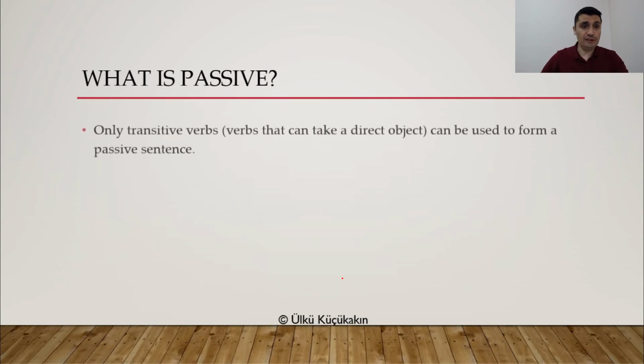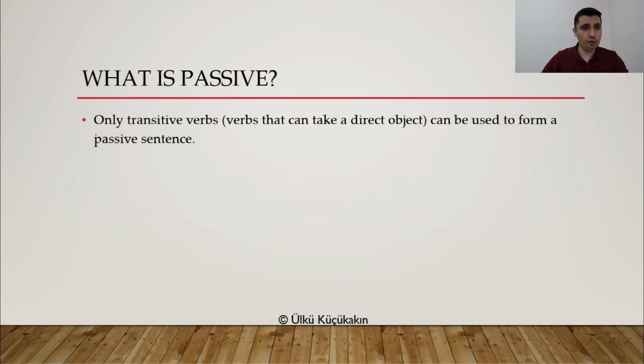But of course, it's not all too simple, all right? So we will continue talking about what passive is, all right? So only transitive verbs, that is, verbs that can take a direct object. So some verbs take a direct object. Some verbs do not take a direct object. But only transitive verbs, verbs that can take a direct object, can be used to form a passive sentence. If you want a passive sentence, you need a transitive verb. Now, what does that mean?